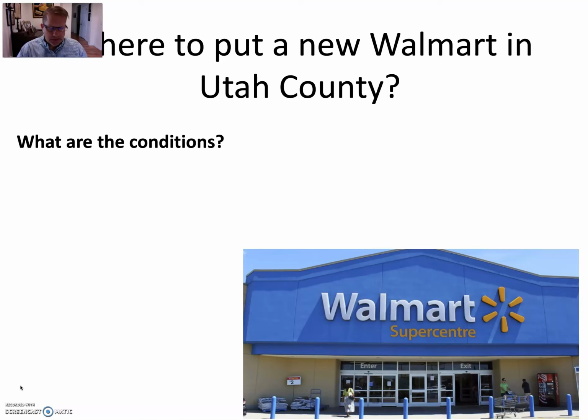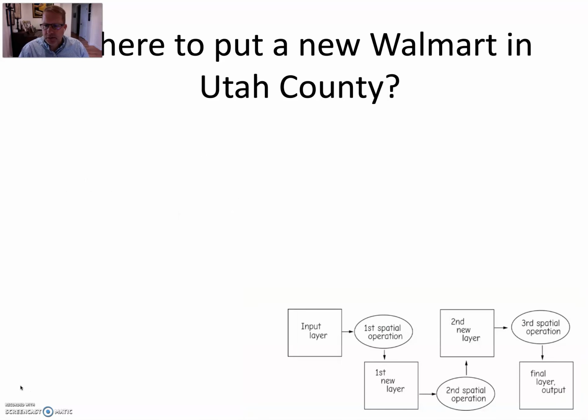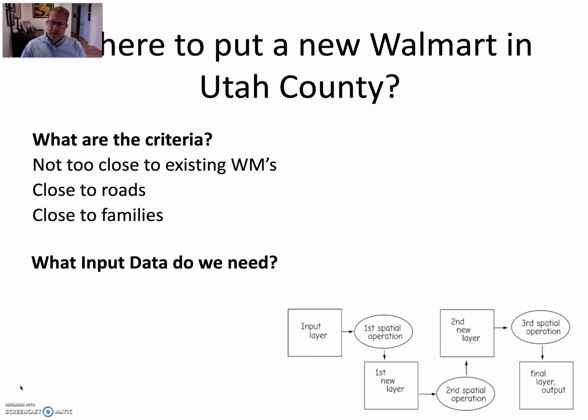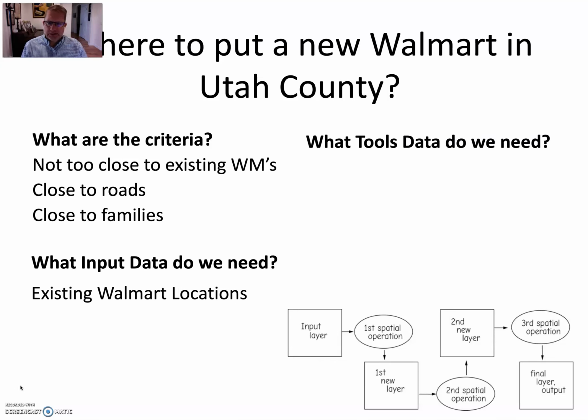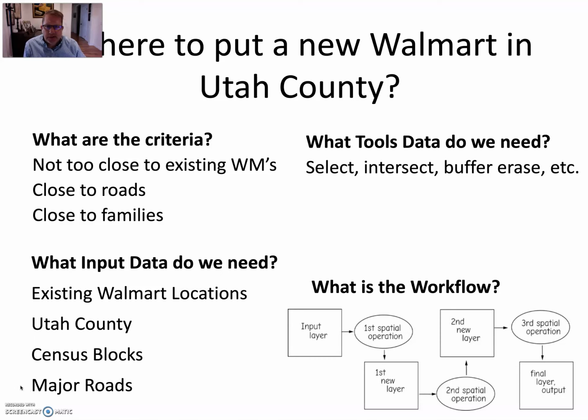Remember that we were trying to determine the conditions: not near an existing Walmart, near high-density family residences, within 2 miles of a highway in Utah County. We needed to grab some data, such as existing Walmart locations that we digitized out of Google Maps, and we needed to download Utah County and find some census blocks and major roads. The main tools used for this project were select, intersect, buffer, and erase, and we had to develop a workflow to solve this problem.